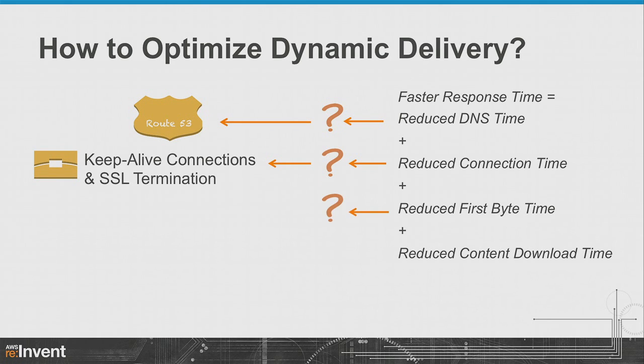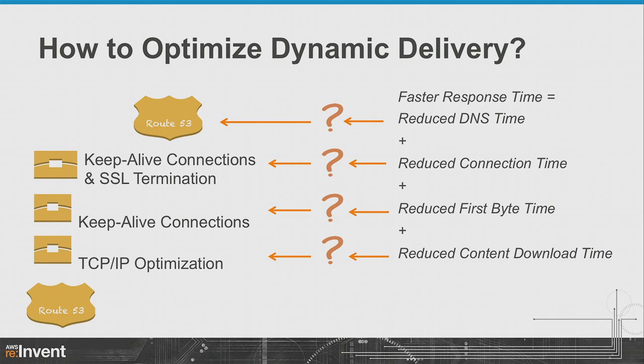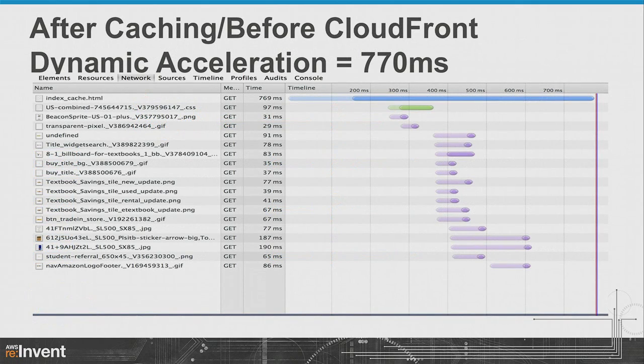Reduce first byte time. How do you do that with CloudFront Keep Alive connections? We'll get into the details of that. And reduce content download time. You can do that with the TCP/IP optimizations that CloudFront provides, and also Route 53, and we'll get into it. Just a reminder, I'm at 770 milliseconds. My goal is half a second.